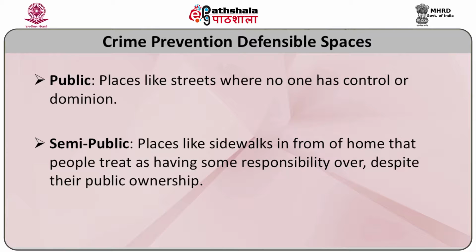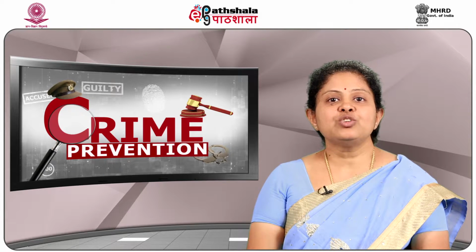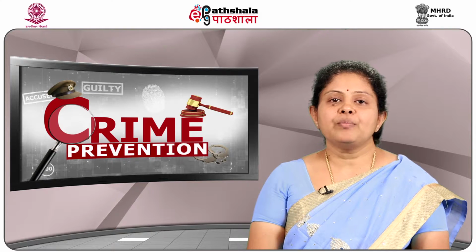Semi-public places, like sidewalks in front of homes, are places that people treat as having some responsibility over despite their public ownership. Semi-private areas, like the backyard of a house, are controlled by a person or persons but are within view of the public. Private places, like homes, are places in which people have complete ownership and are able to watch completely and deny access to others. Under this theory, private supervision is the key to crime prevention.